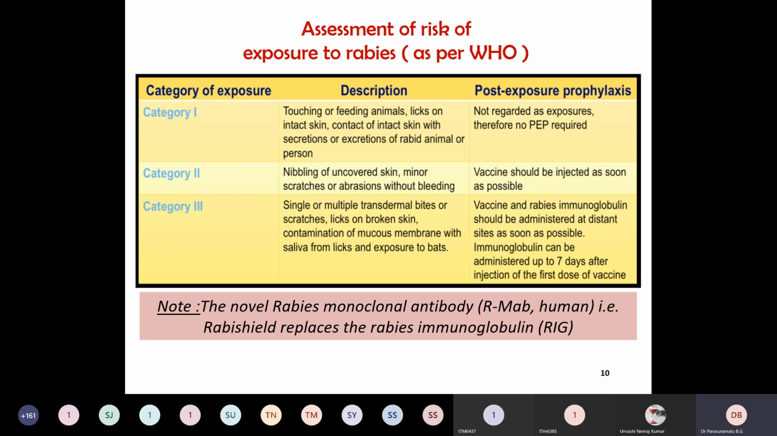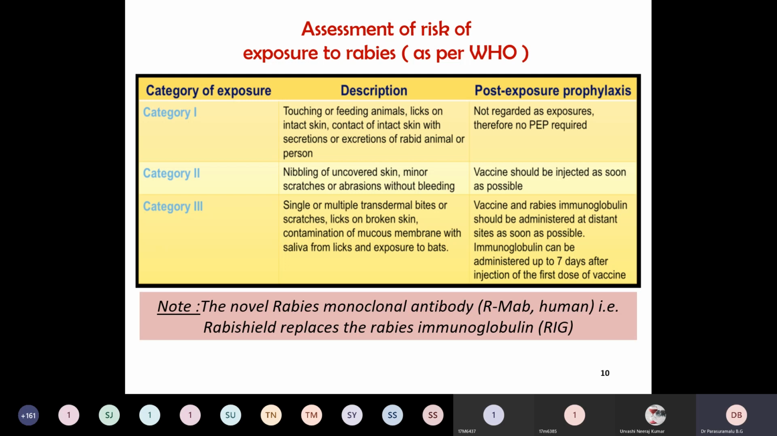This is the diagrammatic representation of the various regimens that are given in the post-exposure prophylaxis. See, it's a 5-dose schedule. You can see here we are giving the vaccines, 5 doses in 5 visits, 1 IM dose of vaccine on days 0, 3, 7, 14 and 28.